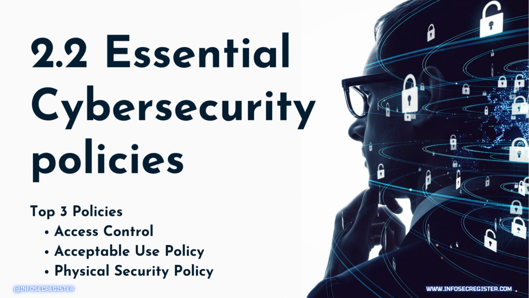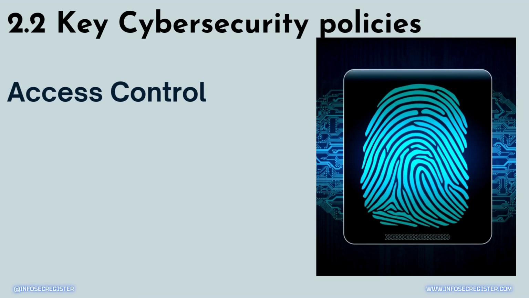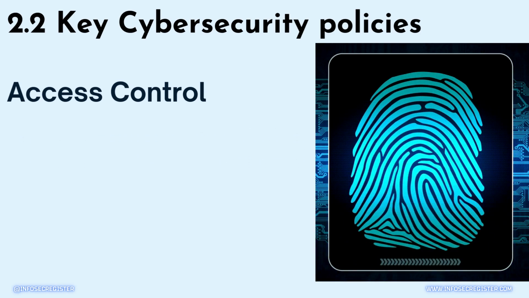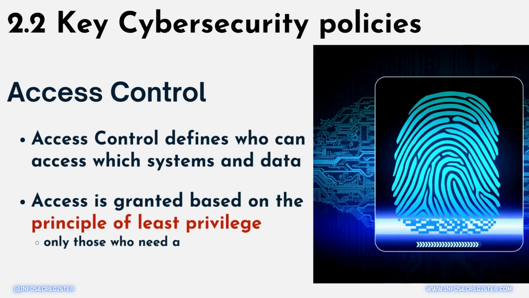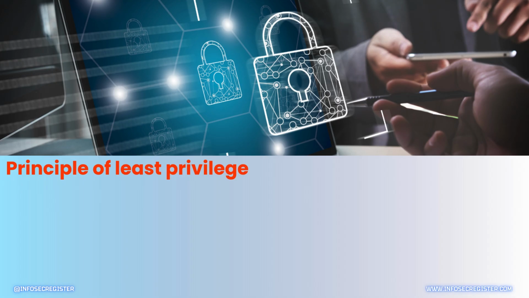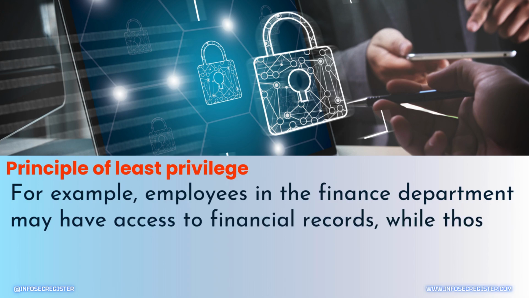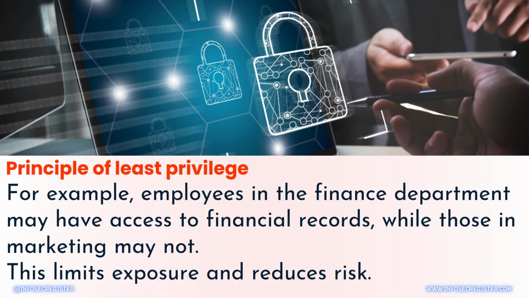Every company has a variety of cybersecurity policies to protect its data and systems. Let's look at 3 of the most important ones. First, access control. This defines who can access which systems and data. The key here is, access is granted based on the principle of least privilege. Only those who need access to certain data for their job should have it. For example, employees in the finance department may have access to financial records, while those in marketing may not. This limits exposure and reduces risk.